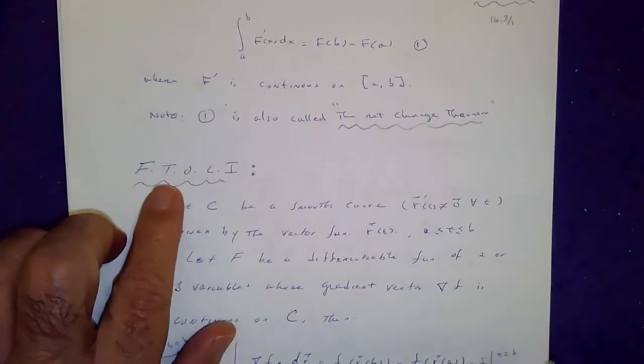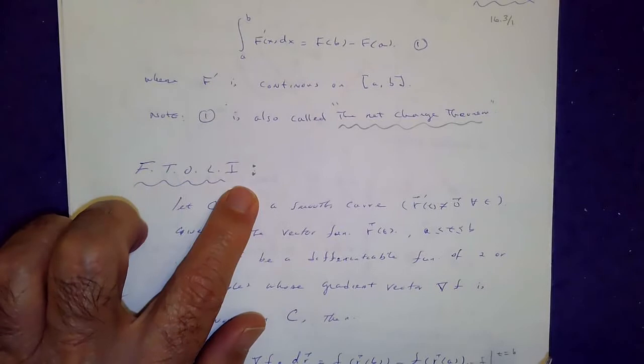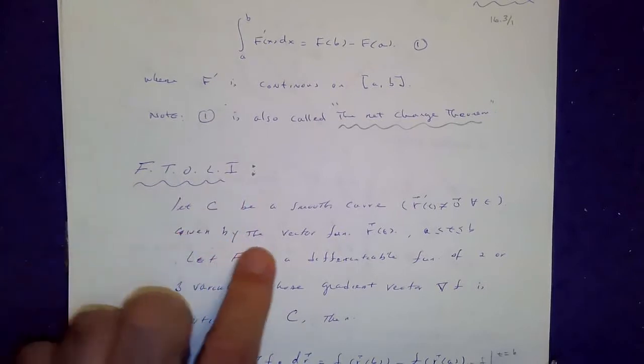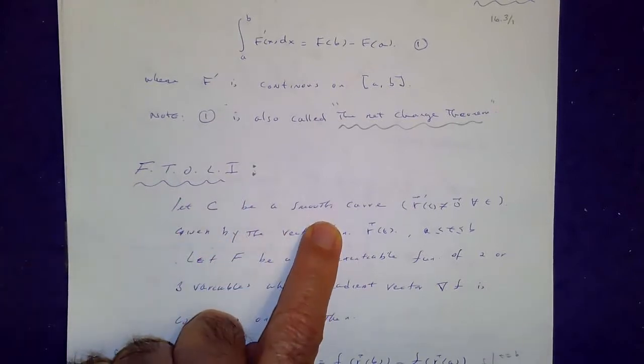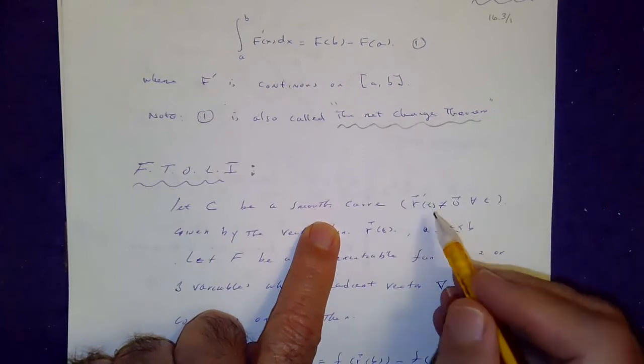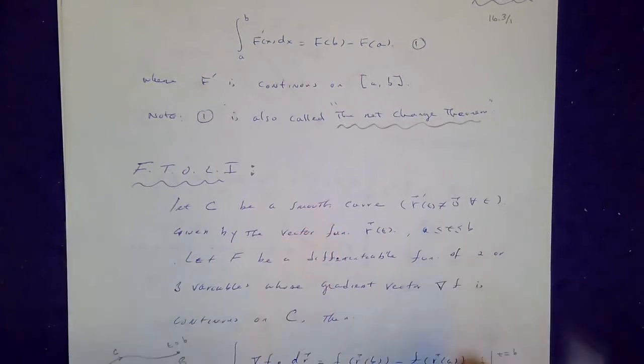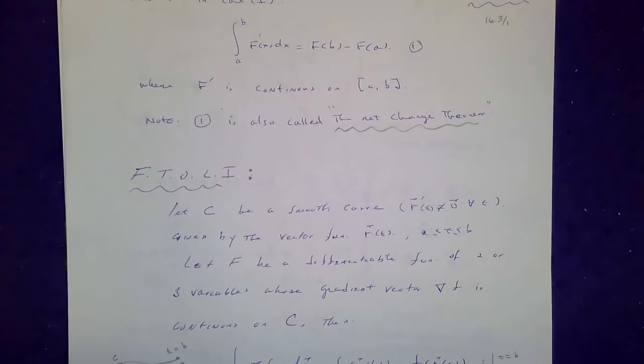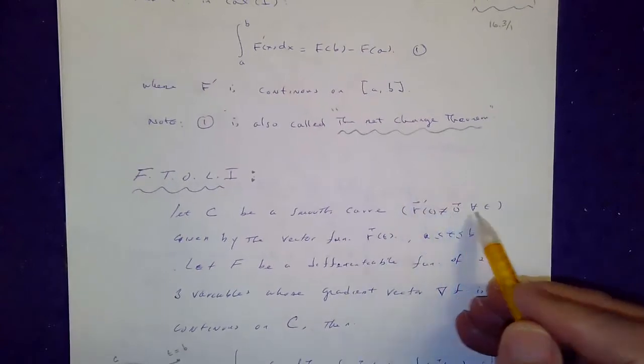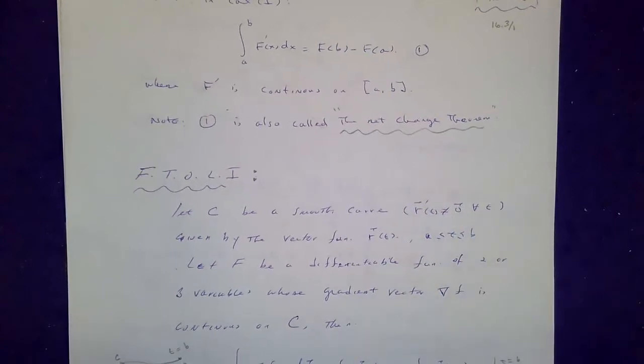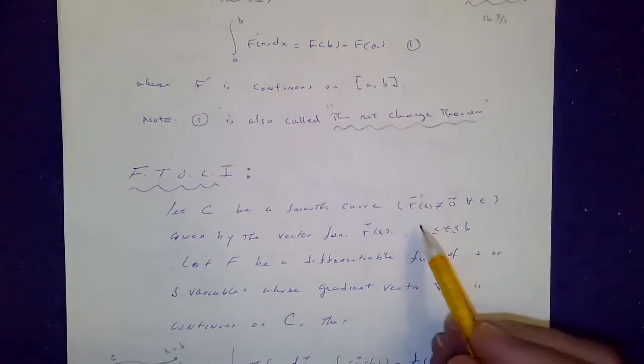Now, the fundamental theorem of line integrals goes like this. Let C be a smooth curve. Smooth means what? The derivative of the parametric equations of the curve is not equal to the zero vector for any t in the domain of the x and y components, or x, y, and z components, of the vector r.